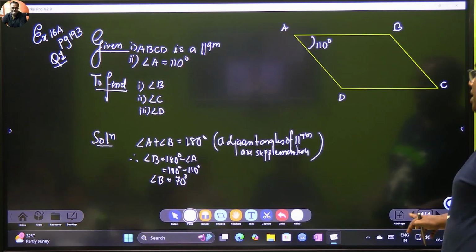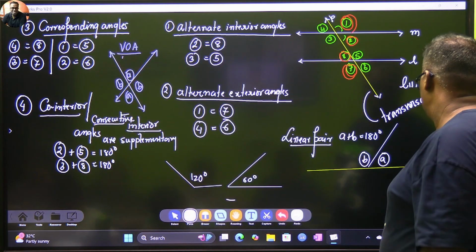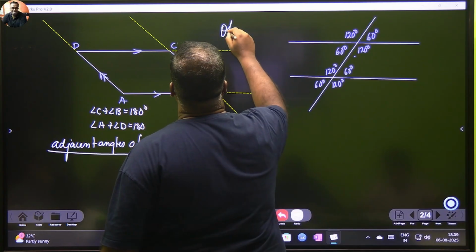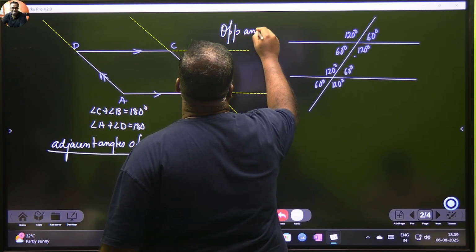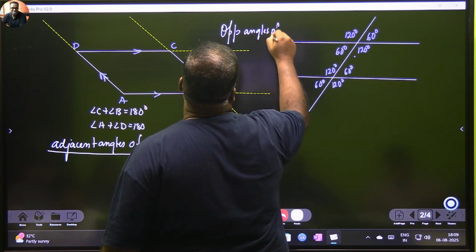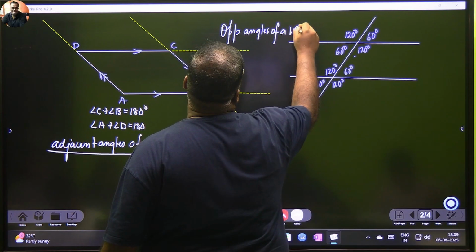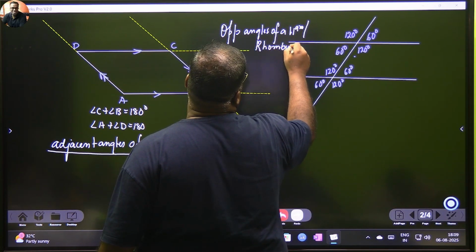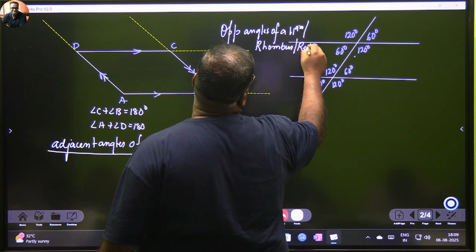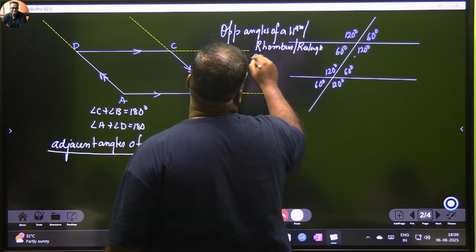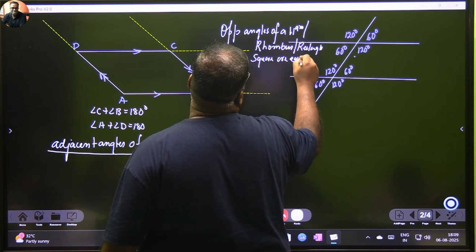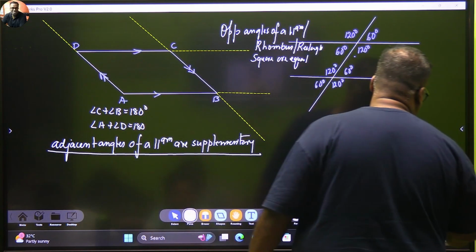So let's go back to this statement where we had drawn about angles. There's another statement you can write here. Opposite angles of a parallelogram are equal. Equal. Yes, very good. Now we go back to step number 4.